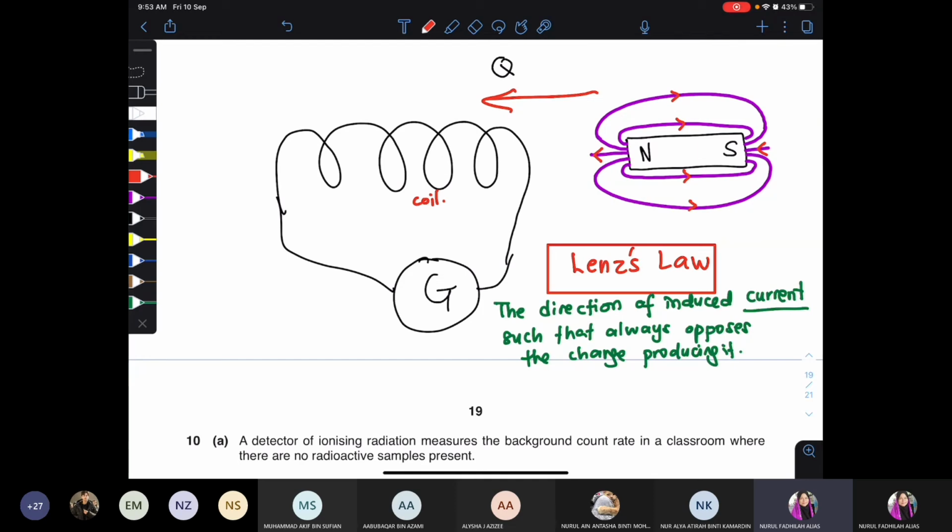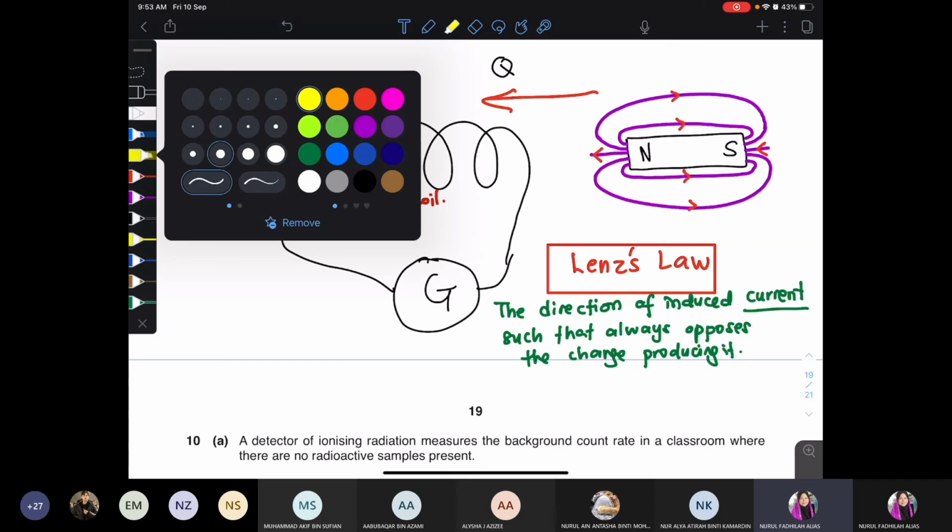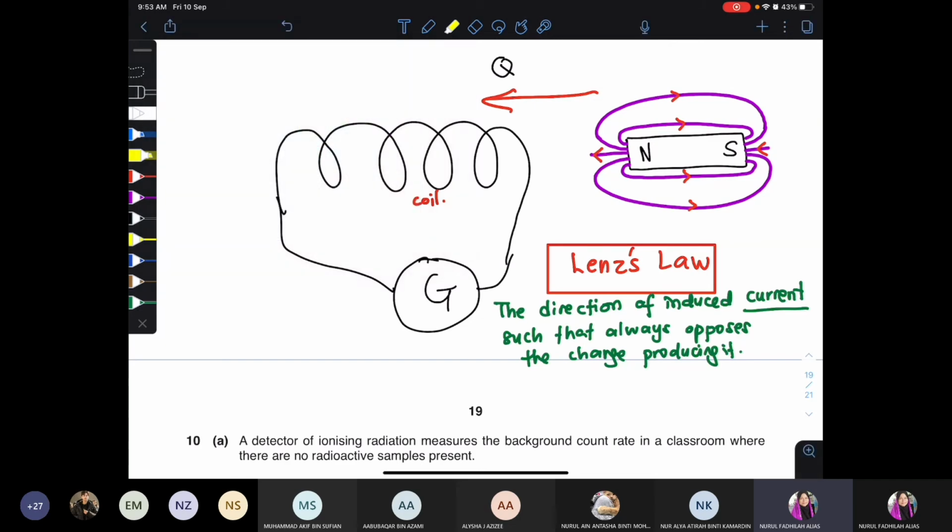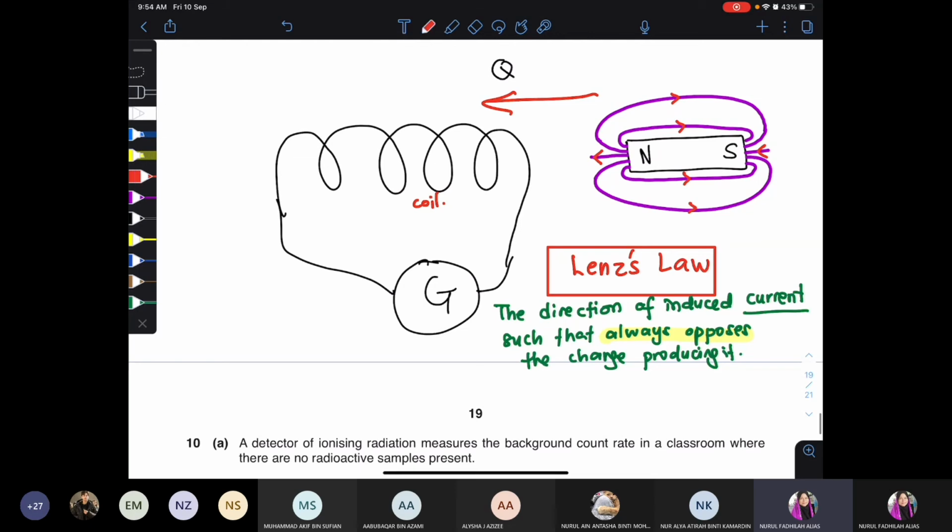However, when you read lagi sekali, the Lenz's law ni, dia kata the direction is such that always opposes. Jadi kalau oppose to the attraction tadi, what is it? Tadi pergerakan yang kita buat, dia attract. Tapi apa yang oppose attract? Repel. So dia repel.